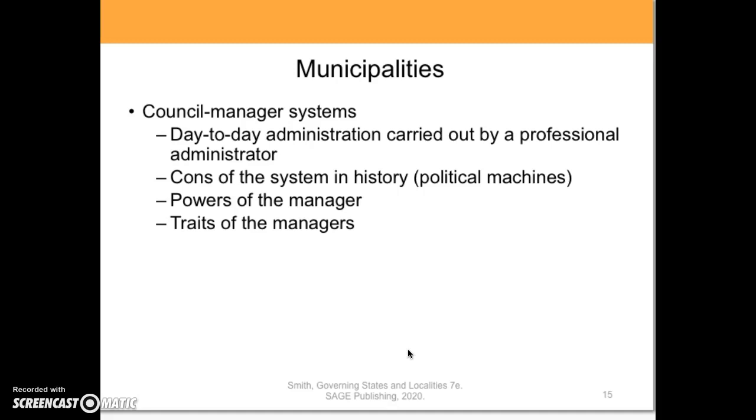Now, this is based on the principle of separating the political and administrative functions of government. So in this particular case, a council makes policy decisions, but places the implementation of those decisions in the hands of a professional administrator, usually called the city manager, hired by the city council.